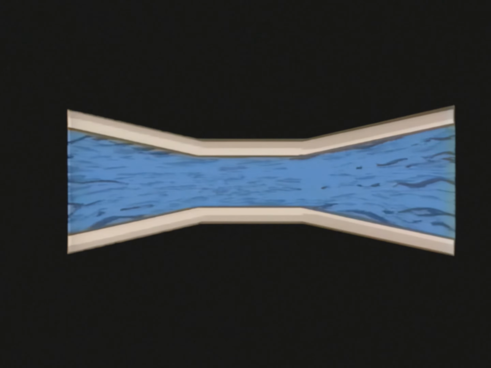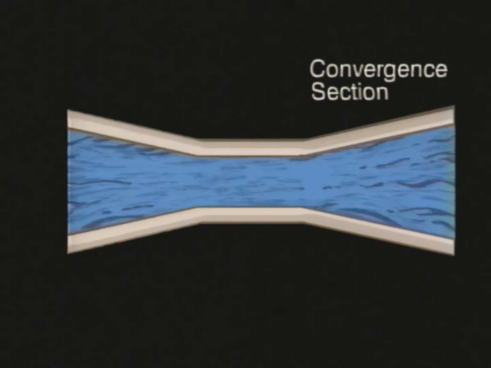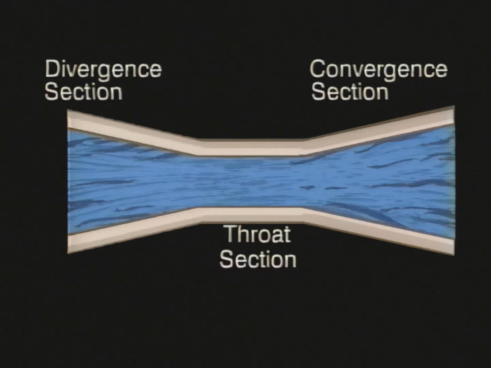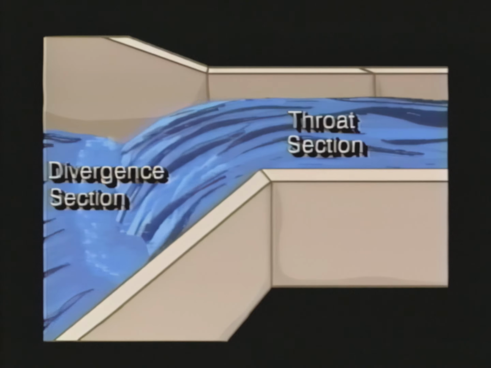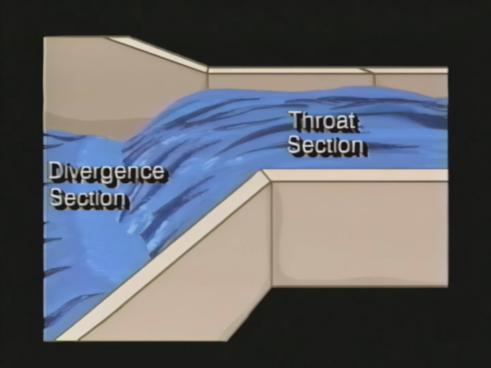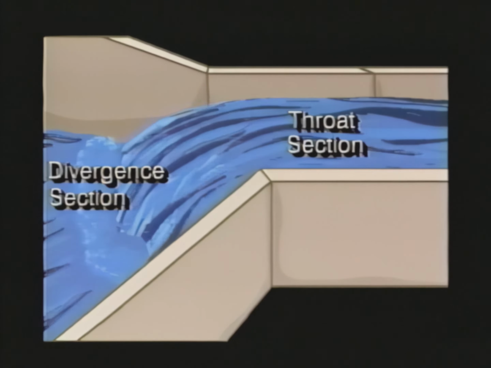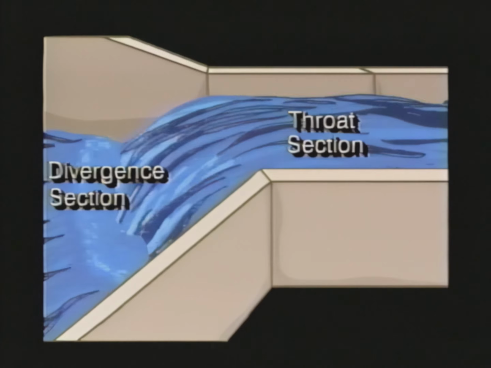The Parshall flume has 3 sections: the convergence section, the throat section, and the divergence section. The flow comes into the convergence section and passes through the throat section where it is contracted. Throat widths of Parshall flumes, by the way, vary from 1 inch to 50 feet, depending on the expected range of flows at the wastewater treatment plant. After the flow passes through the throat, it enters the divergence section, which allows the water to flow freely away from the flume. Some flumes don't have this divergence section.